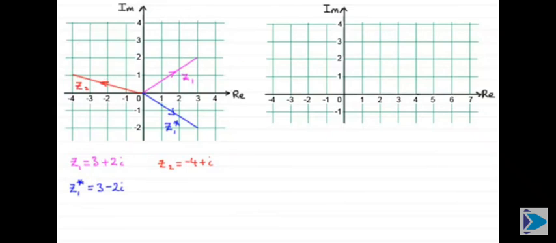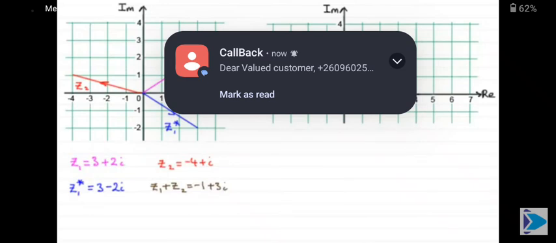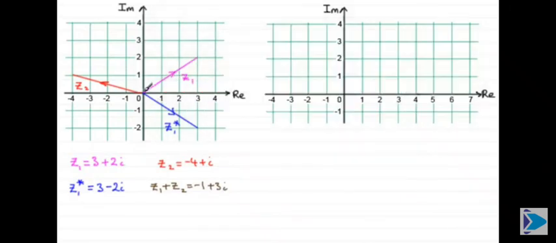Now if we were to add Z1 and Z2 together, let's just do that. Z1 plus Z2. What do we get? Well, 3 minus 4 is minus 1, and 2i plus i is 3i. If we were to represent this on the Argand diagram, it would be something like this, going from the origin up to there. Okay, so that would be Z1 plus Z2.